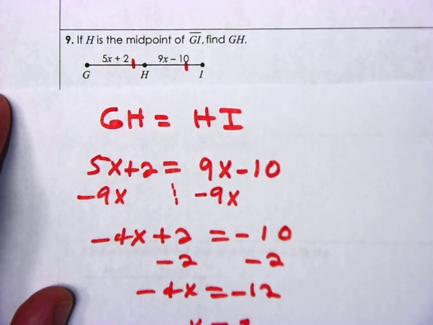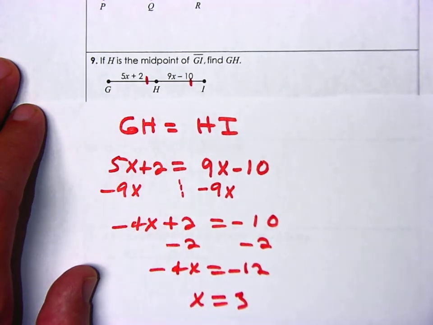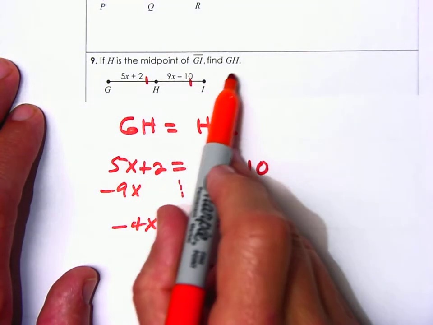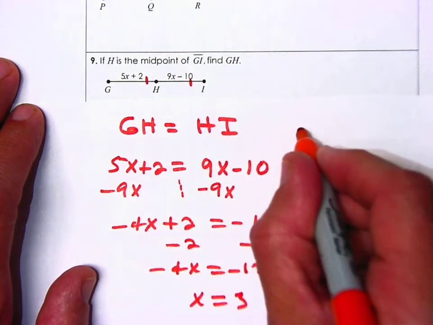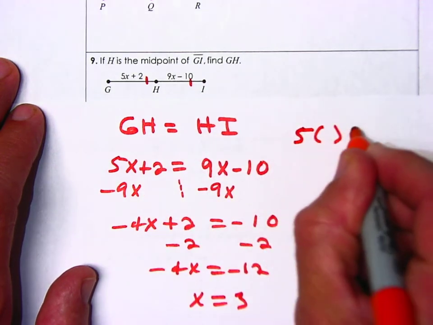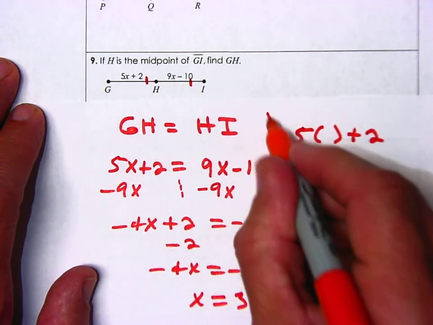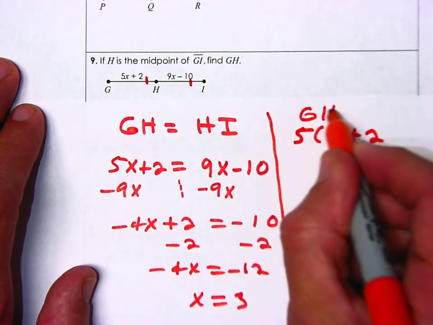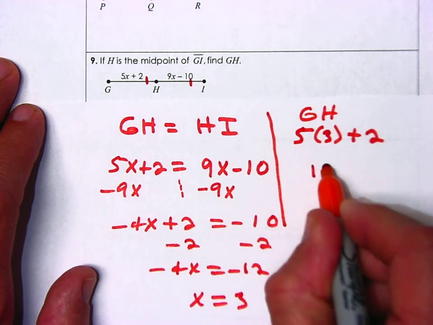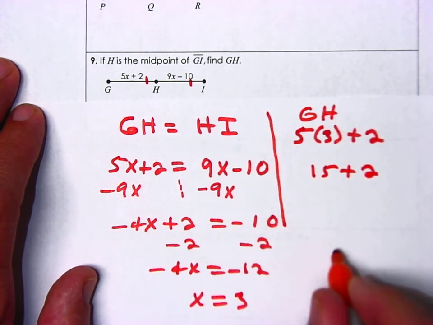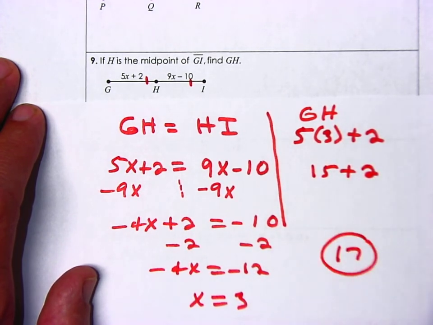Let me unzoom a little bit. Now, don't do what Mr. Mac does: get that 3 and get all happy. Did they want x? No, they wanted you to find GH. GH is right here. It's the expression 5 times x plus 2. We're finding GH, so all you have to do is plug in your 3 for x. That'll be 15 plus 2, and then that'll be 17. That's what they wanted, they just wanted GH.